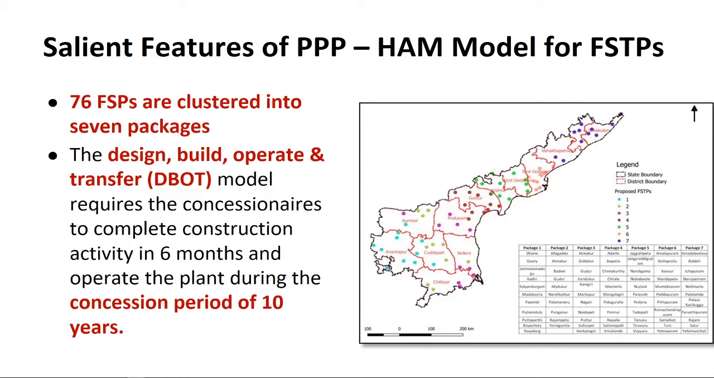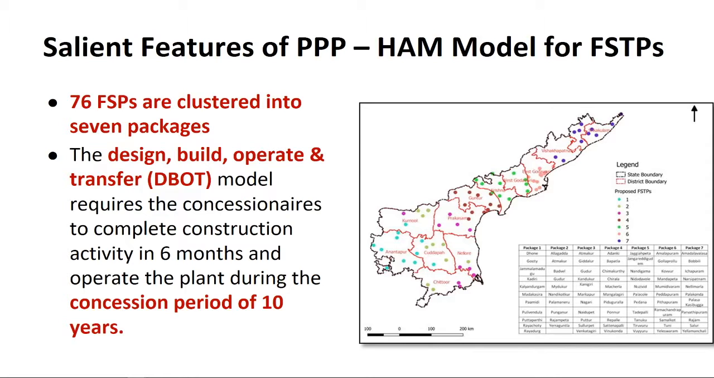So 7 packages were worked out and a public-private partnership model was introduced using a hybrid annuity model. Now, hybrid annuity model is something which we do see in large investment projects such as roads, but this is the first time that it is being introduced in FSTP in India and to our knowledge in the world. So what does this hybrid annuity model mean? The investment comes from the private sector. The payment is made by the government. However, the payment is made in installments over a period of time.